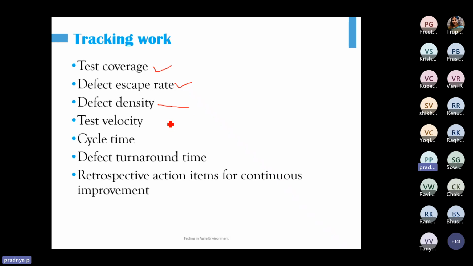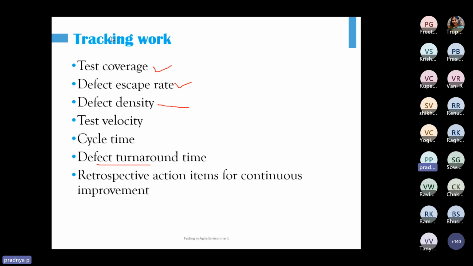What is our velocity? How much work we are doing per sprint? What is the cycle time to complete one round of testing? What is the turnaround time for defect? Now, this is important because if the developers are not responding, they are not fixing the defects on time, it will create lot of burden on us. So it is better to track this metric as well, right?